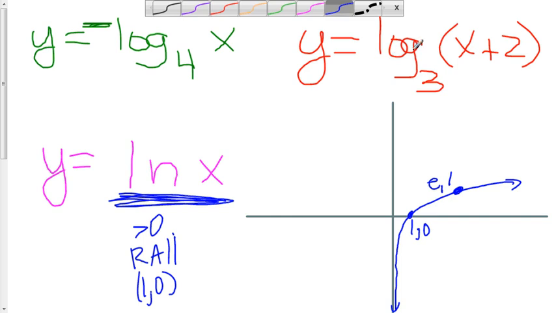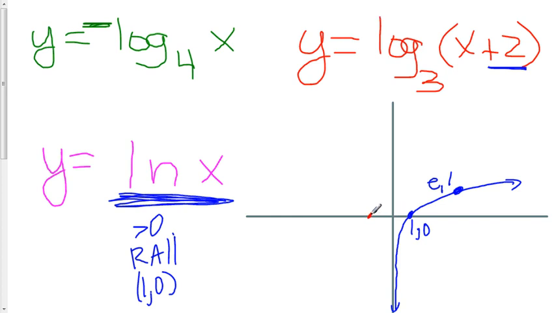Our second equation here we're going to look at is log base 3 of x plus 2. Because we have a plus 2 here, that is going to shift it to the left 2 places. So instead of it typically going through 1, 0, it's going left 2 places, so it's going to go through negative 1, 0. It's going to come up and do that.